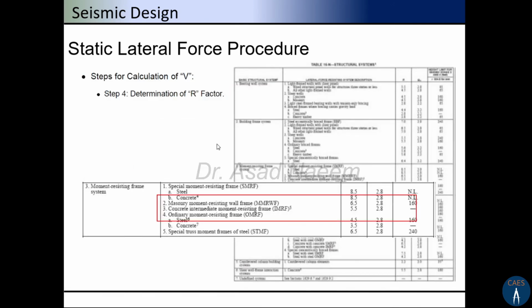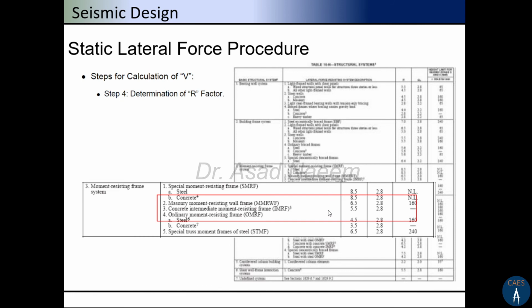Now look at the table to determine the R factor or response modification factor. In table 16-N, we can find the response modification factor and another factor, omega, which is called the structure overstrength factor. This is used to amplify the design forces for certain elements which are intended to remain elastic.